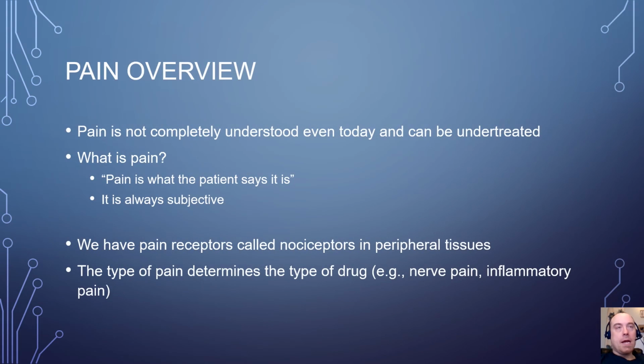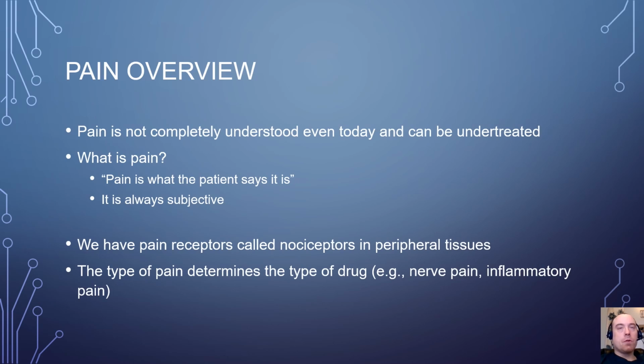So pain is not completely understood even today and could be undertreated. One of the big problems with pain is it's really hard to measure chemically or using a lab value. In fact, there's no kind of universal way to do that. So it's still subjective. You just are going by what a patient says, and that's why we have pain scales. So it's always subjective.